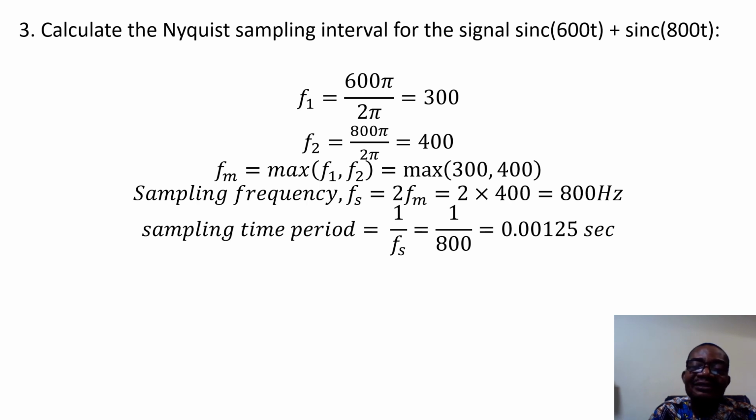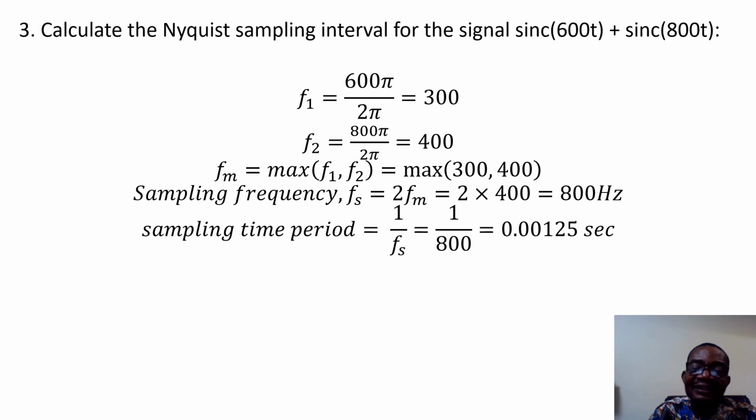For the first one, 2 pi f1 is equal to 600 pi. Therefore, f1 is equal to 600 pi divided by 2 pi. The pi cancels. So the answer is equal to 300. For the second frequency, 800πt is equal to 2 pi f2, which is equal to 800 pi divided by 2 pi, which gives us 400. So the maximum frequency of these two frequencies is 400.